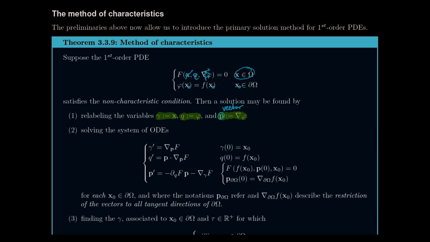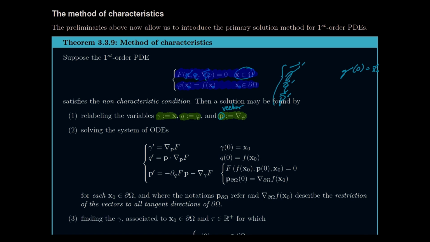Okay, so what have I done? I've relabeled my original PDE now in the variables of gamma, q, and p, and I've relabeled the boundary as just some initial value on the boundary, x naught. The whole idea is that we'll get an initial value problem in the variables of gamma, q, and p, along with the initial condition that gamma at time 0 has to be x0. Gamma has to start in the boundary. That's why we've given the indication in the boundary.